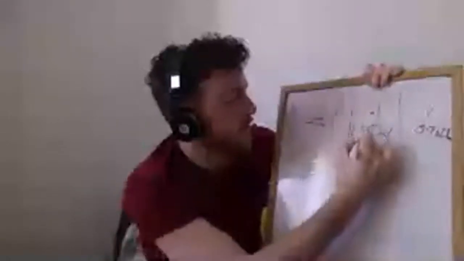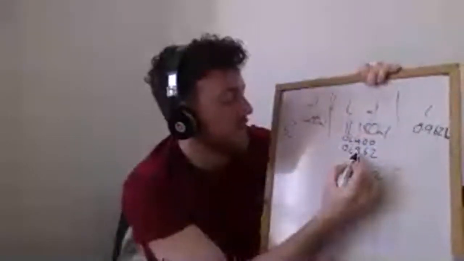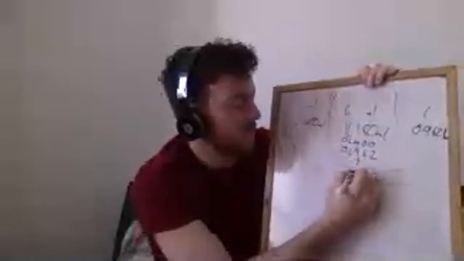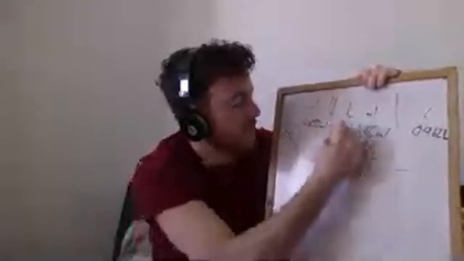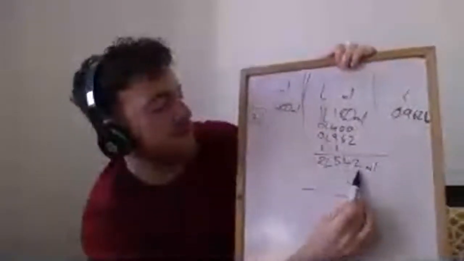So here we go. Nothing, 2 is 2. 8, 6 is 14. 1, 4 is 5. 9 makes 14. 1 more makes 15. 1 and 1 makes 2. So 2 litres. So yesterday I drank 2 litres, 542 mils.